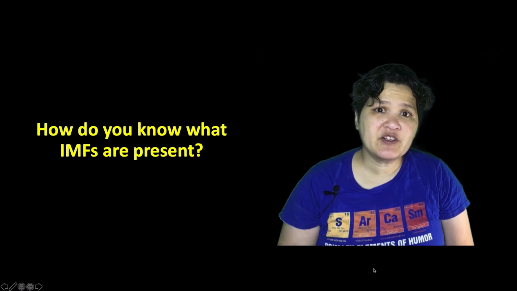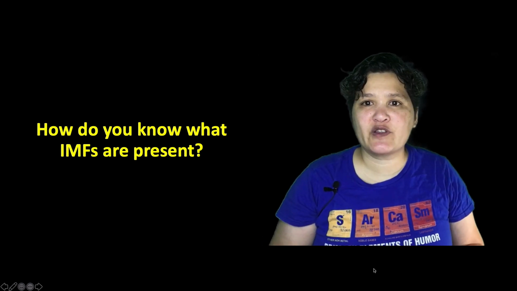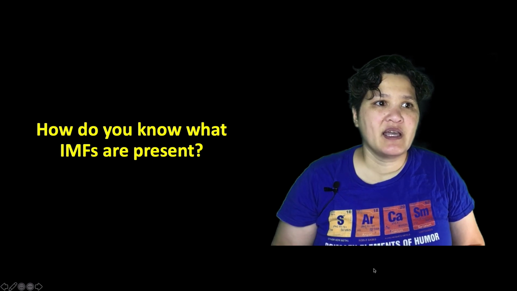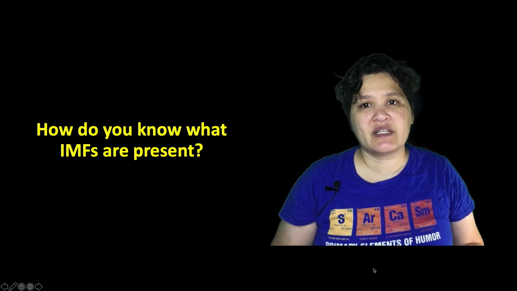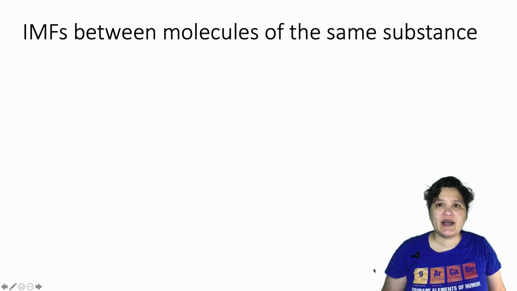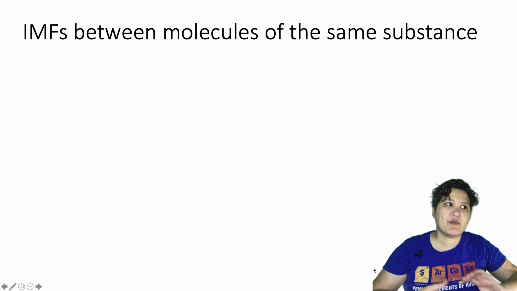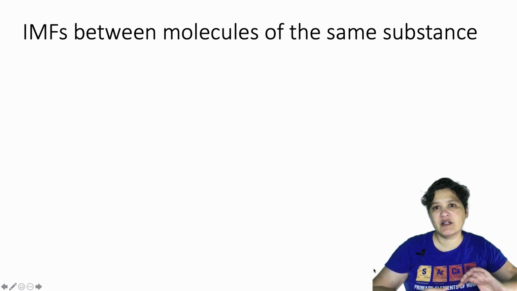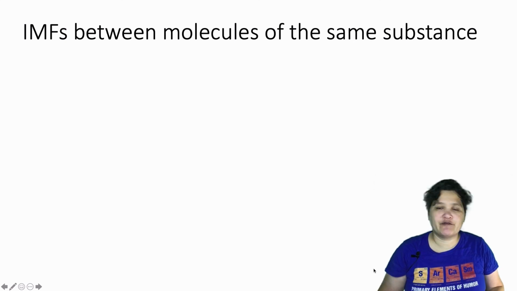So people ask me, how do you know what intermolecular forces are present in a system? It's not always easy to figure that out at first. It takes practice. And so what I'm going to do is walk you through a couple of different scenarios. First of all, what if you have a pure substance? What intermolecular force is operating between molecules of that substance? Basically, what I'm going to do here is show you a flow chart.